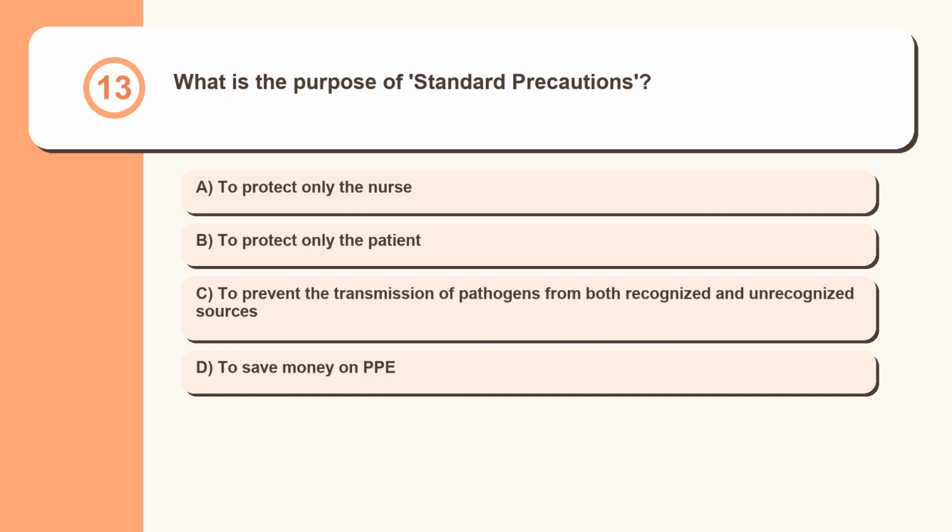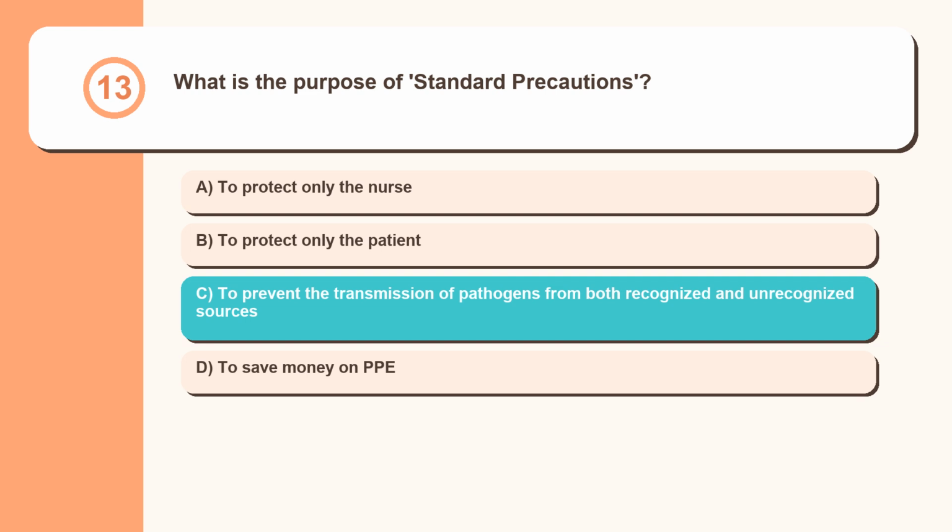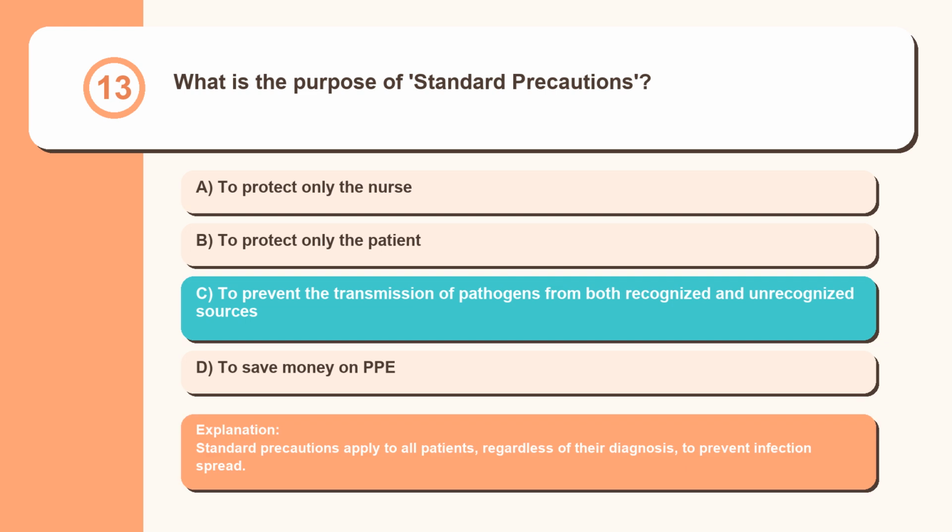Question 13. What is the purpose of standard precautions? To protect only the nurse. To protect only the patient. To prevent the transmission of pathogens from both recognized and unrecognized sources. To save money on PPE. Standard precautions apply to all patients, regardless of their diagnosis, to prevent infection spread.